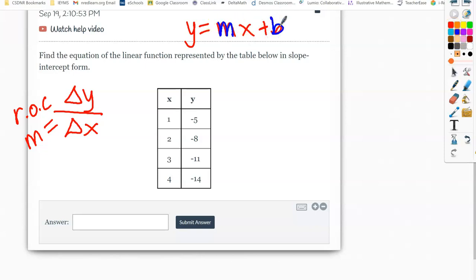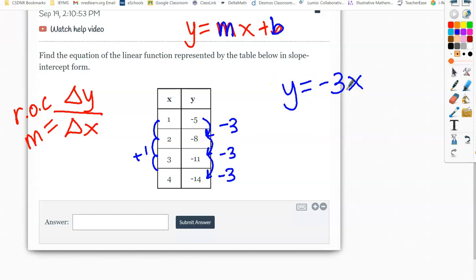Those 2 values need to be erased and replaced. So delta y, it seems like it's going lower and lower and lower. So it's minusing here, and it's going down by 3s. So the m value is minus 3, because this is minus 3 over 1. All right, so we're off to a good start. So that's negative 3x. And now for the b value, right?